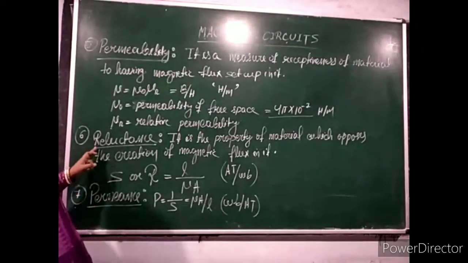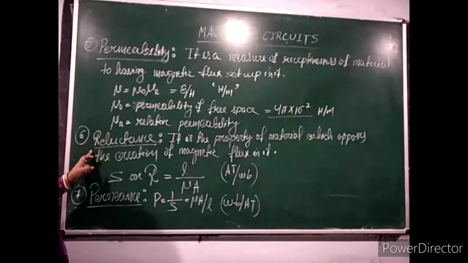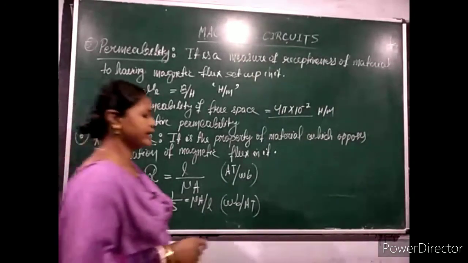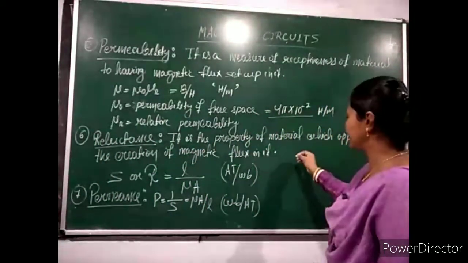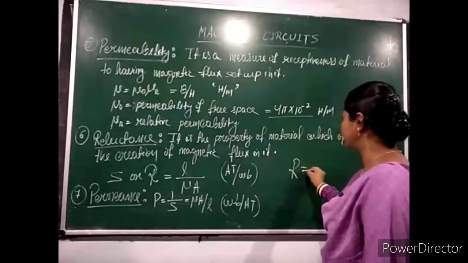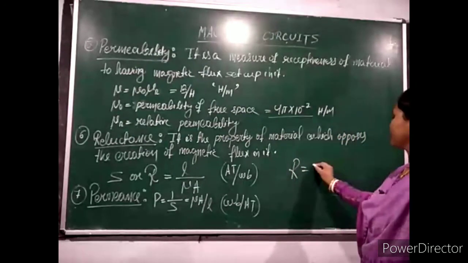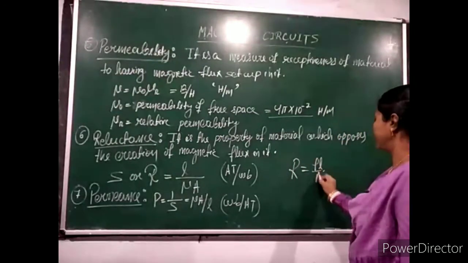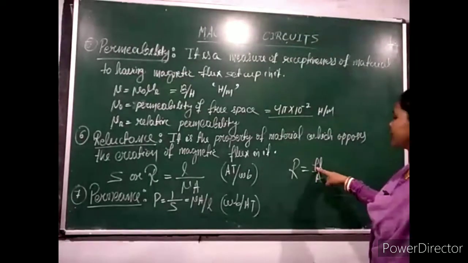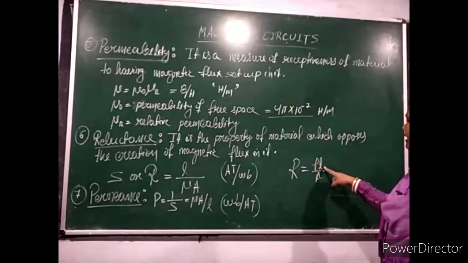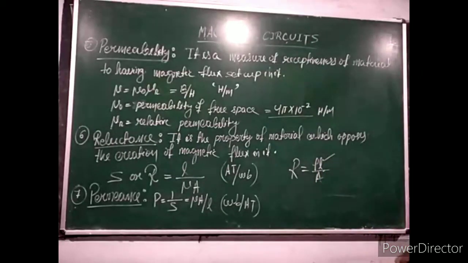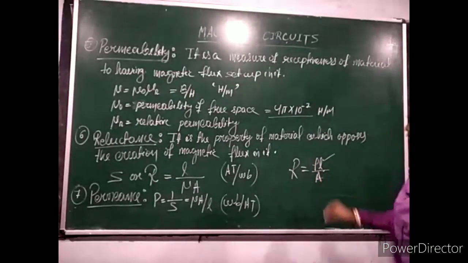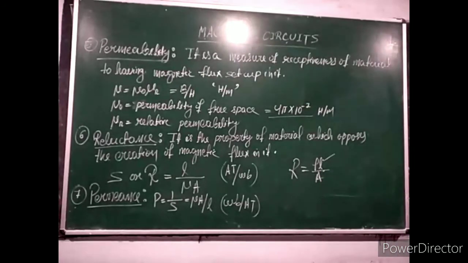Next, reluctance. What is reluctance? If you remember the electric circuit, reluctance is analogous to resistance. Resistance R is equal to rho L by A, where rho is the resistivity, L is the length of the conductor, and A is the cross sectional area of the conductor.